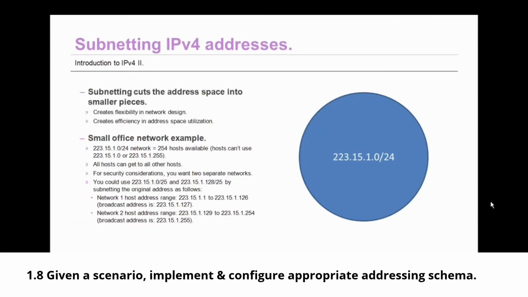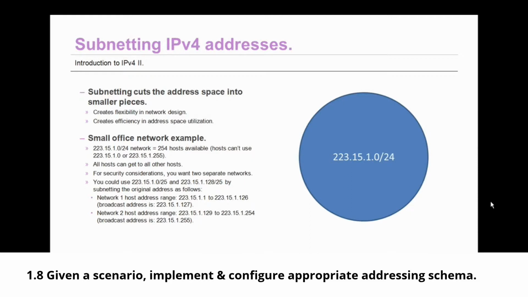So now let's move on to subnetting IPv4 addresses. So what is subnetting? Well, subnetting cuts address spaces into smaller pieces. It takes one range of addresses and splits it. This creates flexibility in network design and creates efficiency in address space utilization. Let's take a look at an example of subnetting, and this will involve a small office network.